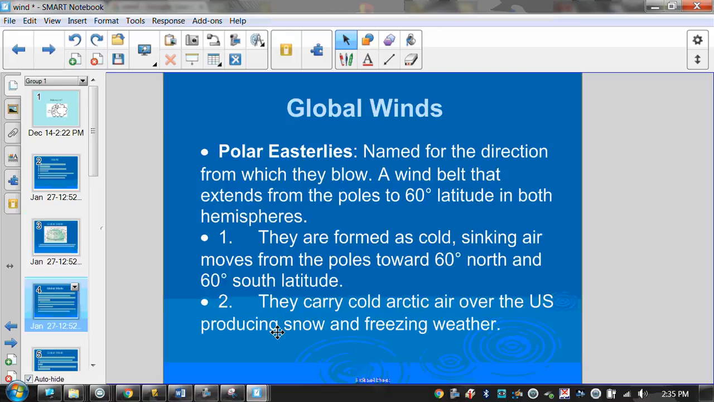So our polar easterlies, this wind belt happens up towards our poles where the cold air is descending and pushing down towards the center of the planet. And so this is why we get cold weather in the wintertime. We get it for two reasons. One, because of the tilt of our planet; we're tilted a little bit further away from the sun. But also because in the wintertime, we tend to get this cold air coming down from the Arctic, from the polar easterlies, that catches onto the jet stream that we'll talk about in a little bit, and it pushes it down towards Arizona.